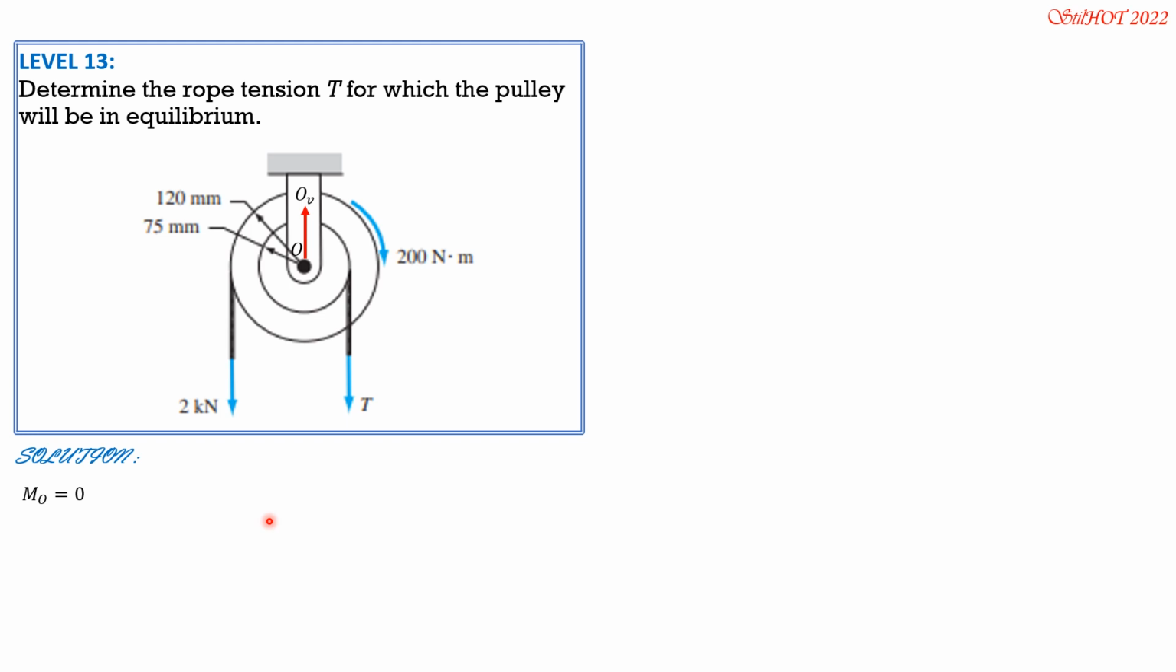Considering clockwise as positive, it is T times radius 0.075 meter, to be consistent. T is in newtons, radius in meters. That's why you have plus 200 newton meter. Then minus 2 kilonewtons, so this should be 2000 newtons times 0.12 meter. So from there we can solve T: 2000 times 0.12 minus 200, divided by 0.075. So T is 533.3 newtons.